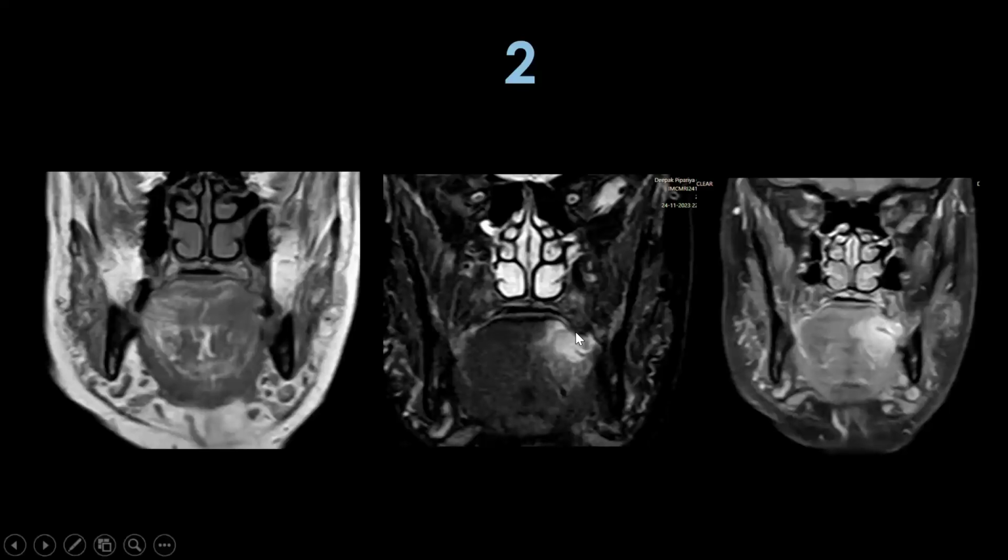Second, advanced tongue cancer, left lateral wall, again T1, STIR, and T1 post contrast. So hypointensity on T1 extending up to the midline. This is the lingual septum. On STIR, I can see it is extending up to the midline. Enhancement also is correlating with the extension. So left lateral tongue lesion, no involvement of the floor of the mouth.